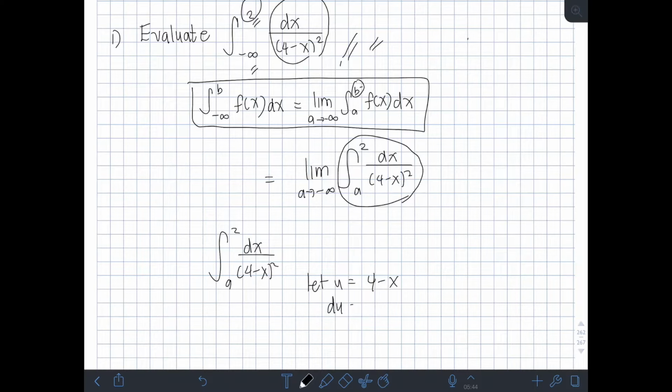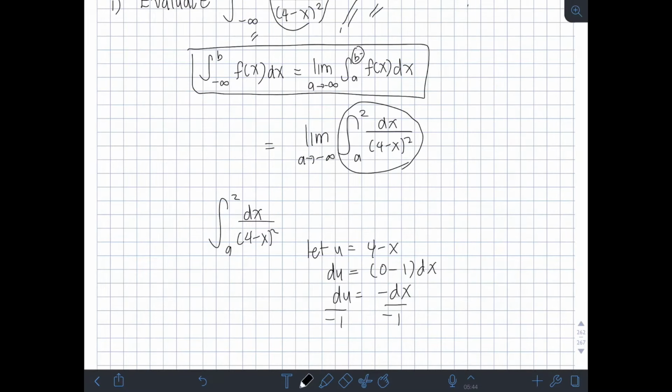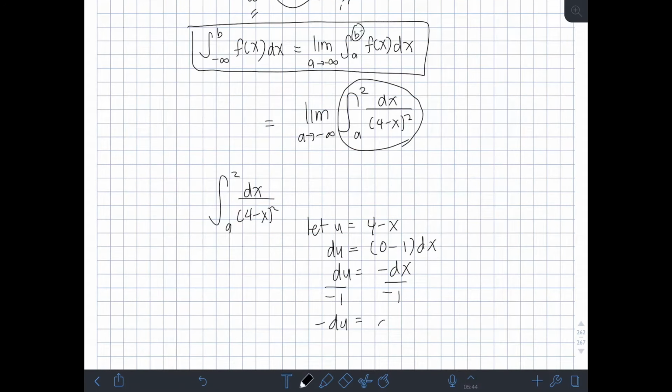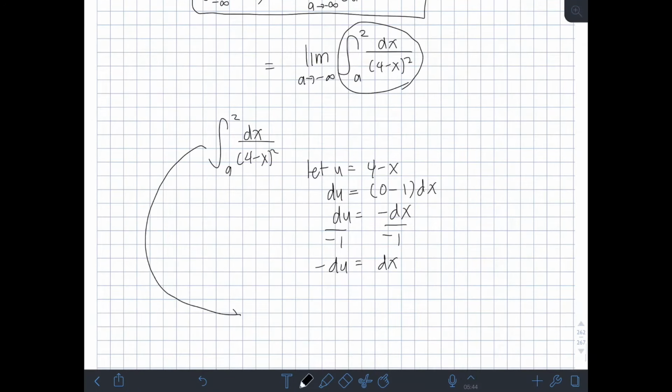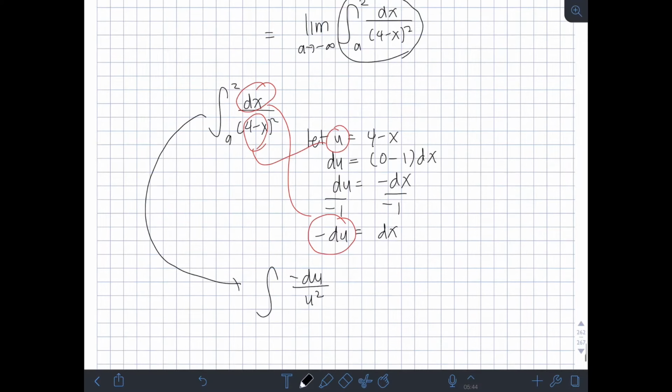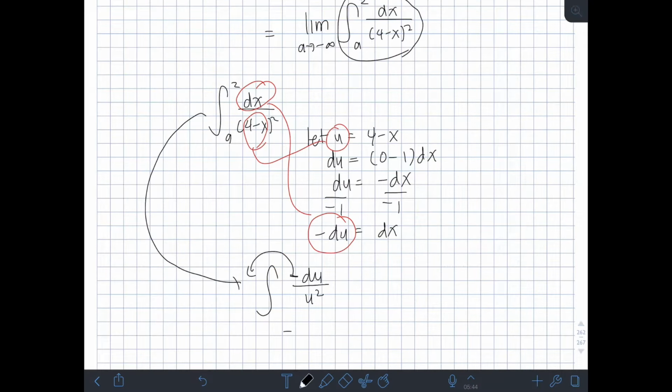Getting the derivative of both sides, we have du is equal to 0 minus 1 dx, or simply du is equal to negative dx. Then, divide both sides by negative 1. So, we have negative du is equal to dx. Such that, meron tayong integral of itong dx is equivalent sa negative du, and then itong 4 minus x is equivalent to u. So, magiging negative du over u squared. Right? Itong negative, igigilid ko na lang. So, minus integral of du. And then itong over u squared, pwede kong gawing u raised to negative 2.